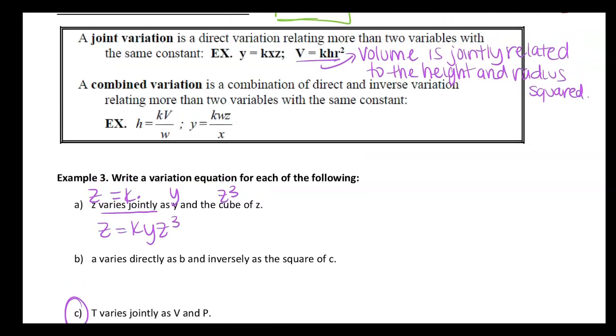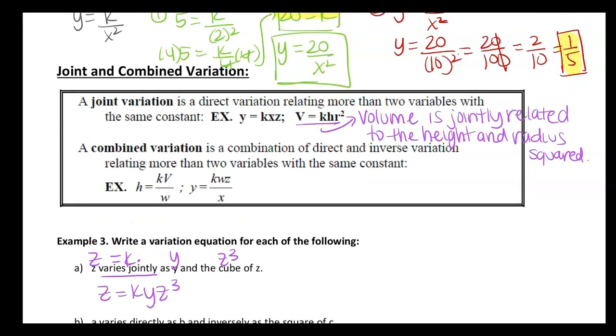Okay, for combined variation. A combined variation is a combination of a direct and an inverse or indirect variation, relating more than two variables with the same constant. So it's very similar to what we just talked about. The only difference is we're now including inverse and direct variation, which means some of them are going to be multiplying, some of them are going to be dividing. So you're going to see things that look just like this.